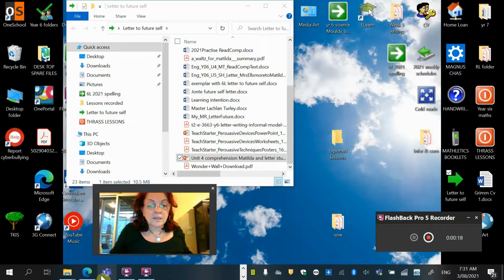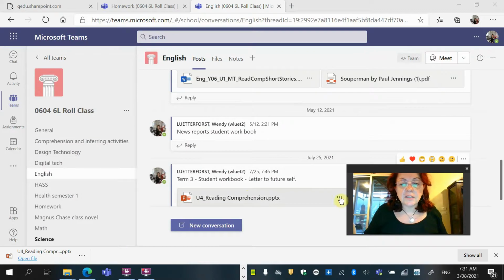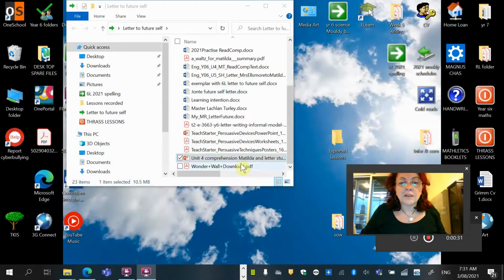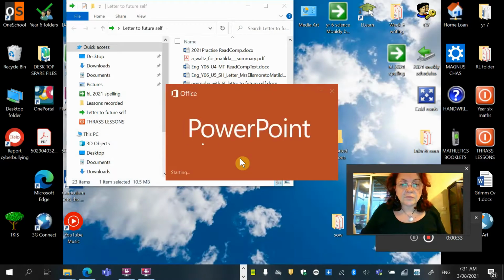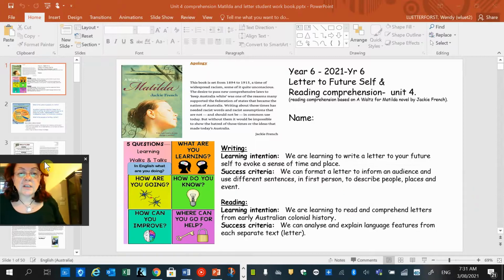So the student workbook for this is on Teams. You just go to the English folder. There it is there. Click the little ellipsis and download your own copy and save it so that you can go to that each day. The workbook looks like this, and it's the same one we were using in class last week.